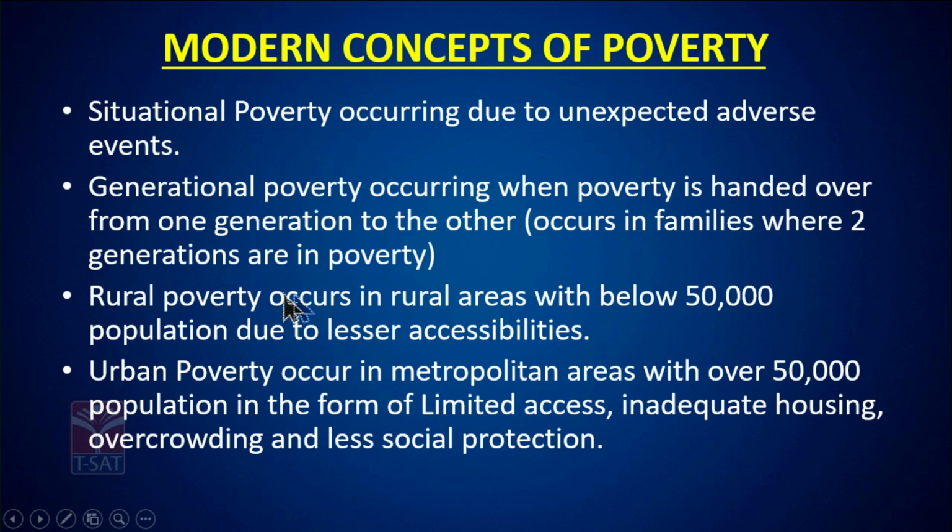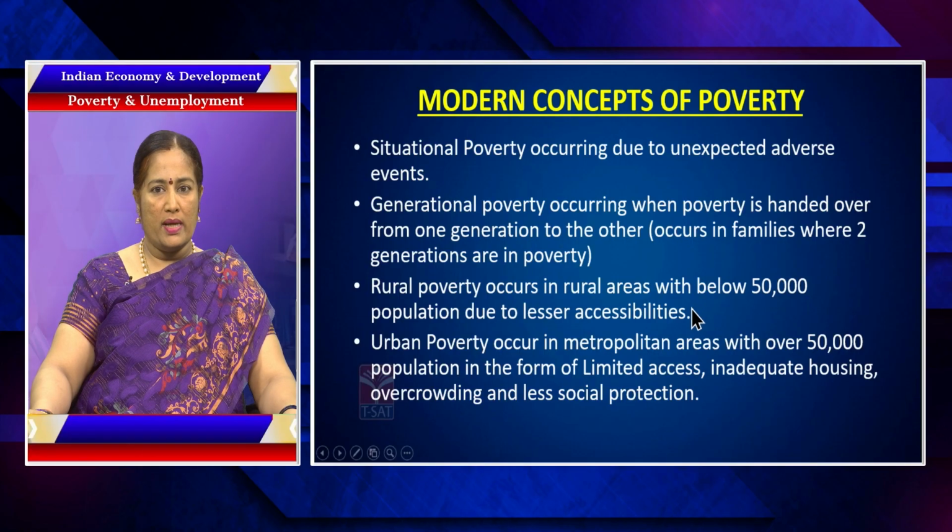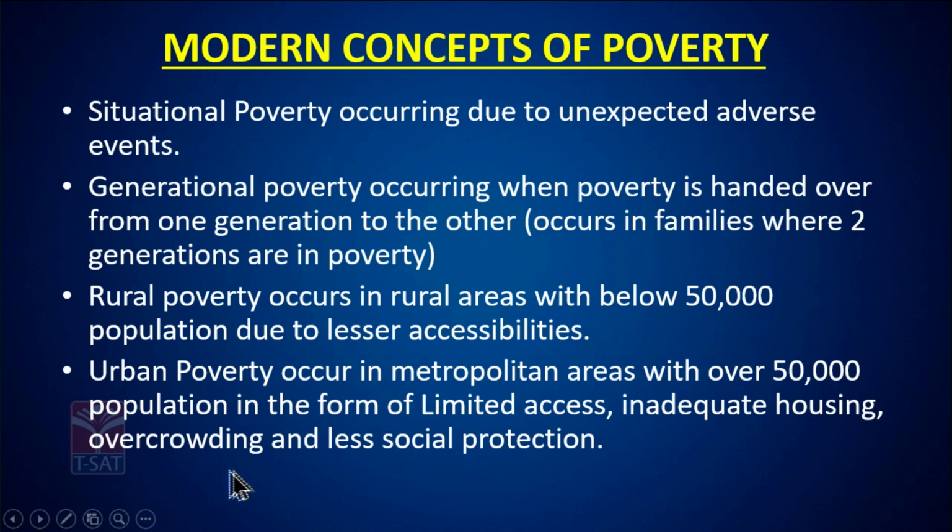Then we come to rural poverty, which occurs in rural areas, especially with a population below 50,000 people. Because of the lower accessibility to modern amenities, whether it could be electricity, health, proper educational facilities, or proper information, everything is going to play an important role when we talk about rural poverty. Urban poverty occurs in metropolitan areas with over 50,000 population in the form of limited accessibility, inadequate housing in the form of clumsy living conditions in slum areas, overcrowding and less social protection.